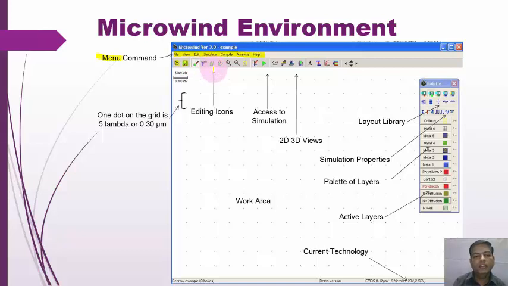a delete window and editing icons. The total editing icon is there, to delete parameters and components, then copy the components, then move, then zoom in and zoom out, then all parameters visible, then access to the simulation, scalar, 2D view, 3D view, design rule check, then text or label writing, then IV characteristics, then the palette of the layers. If the palette is not available, you have to click over here and arrange the palette over here.